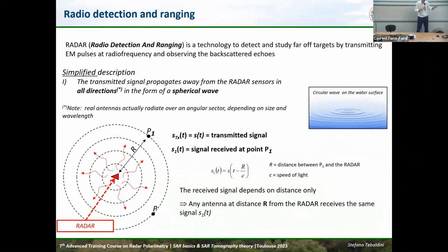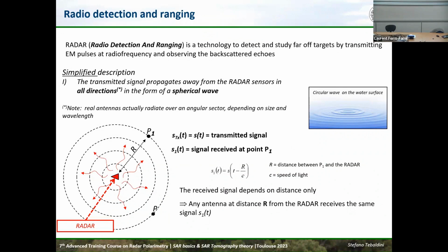So I start from a very simplified description. I say nothing about hardware, antennas, and so on. Just imagine that you have some antenna here, the red triangle. We call this a radar. So it just transmits a wave. This wave goes everywhere around. Just imagine a circular wave on the water surface. And it reaches some point in space.